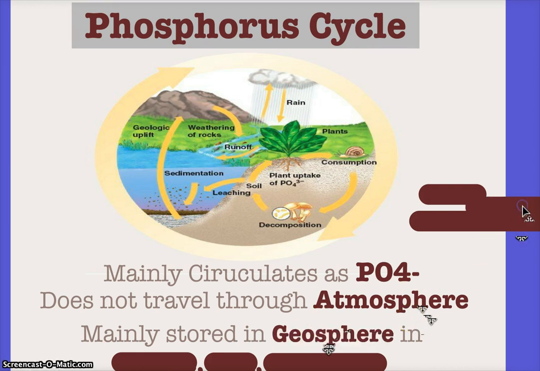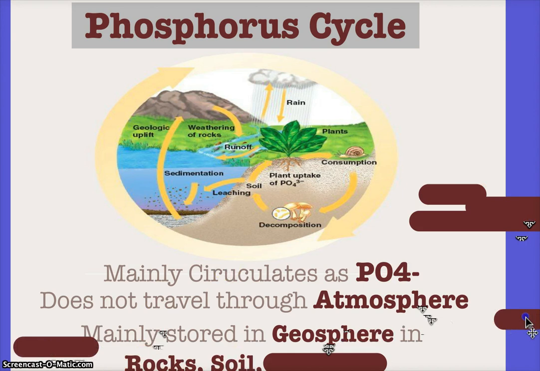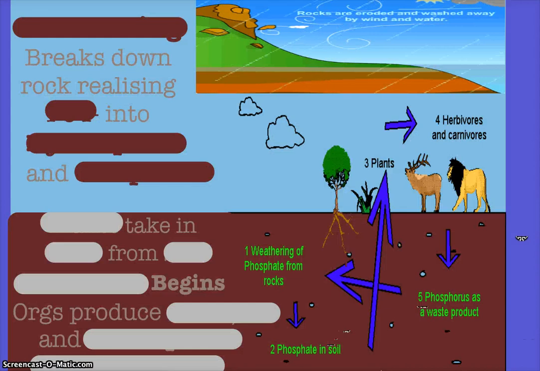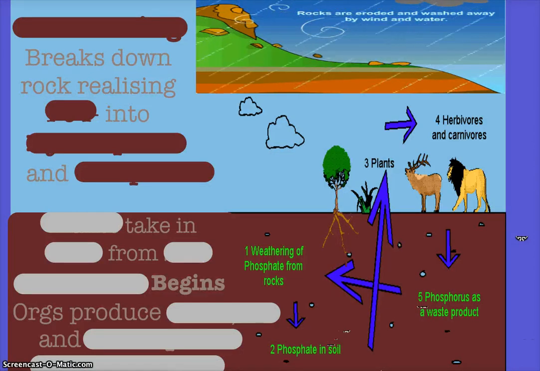It's mainly stored in rocks, in the geosphere. So let's say rocks, soil. It's mainly stored in the geosphere, mainly in rocks, and it's high in fertilizer, okay? If you're going to choose phosphate as your cycle, you're going to start with rocks. Best place to start. All right. If you start in rocks, this is what's going to happen. So there's my rock. What's happening to it?